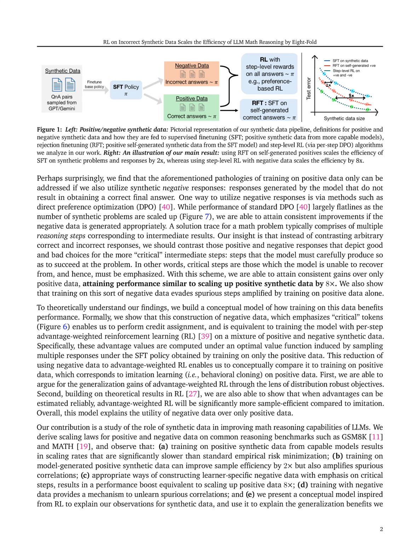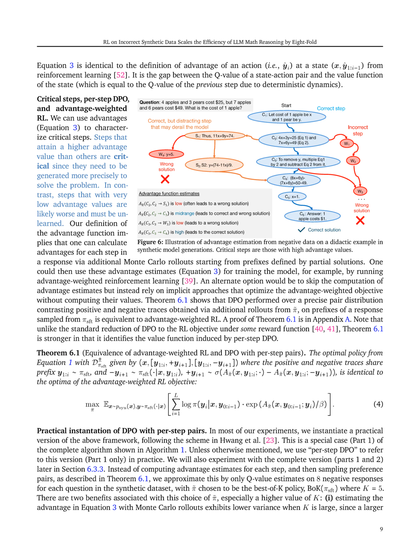By using advantage-weighted reinforcement learning, the model can effectively learn from both positive and negative synthetic data, leading to improved generalization and performance. The approach of per-step DPO is shown to be equivalent to advantage-weighted RL, which aids in better credit assignment and decision-making during the training process.